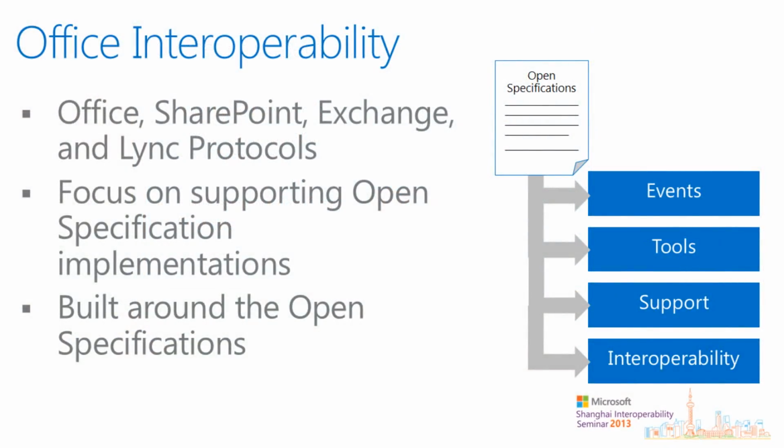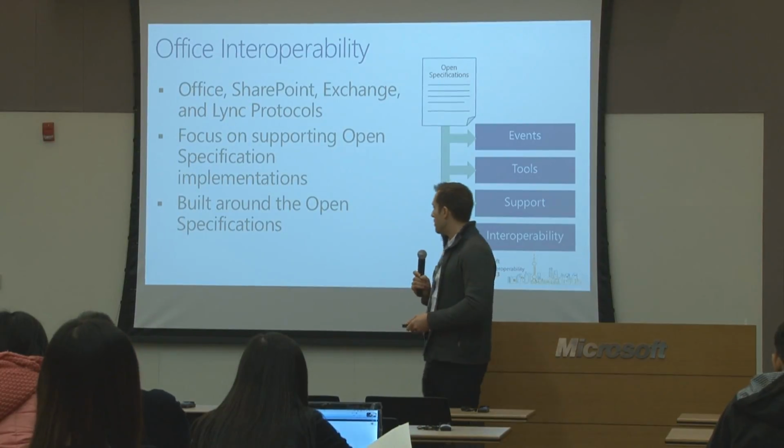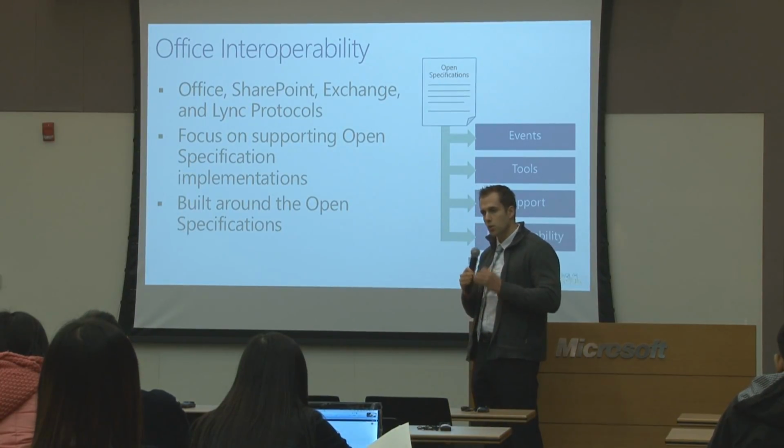So in terms of Office interoperability, when we say Office, really what we're referring to is it's not only the Office client, but it's also SharePoint, Exchange Server, Link, and it focuses on both the protocols and file formats within those products. And so that's kind of the scope of Office interoperability. And the entire program is really built on our open specification documentation. So I'll spend a couple minutes talking about what the open specifications are in a second, but really that's what we focus on and that's what we build on top of.